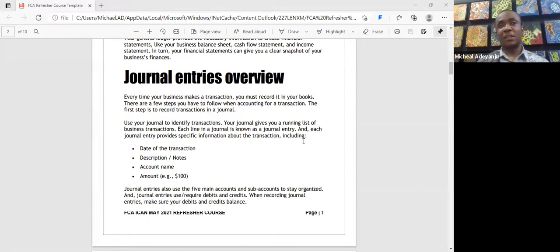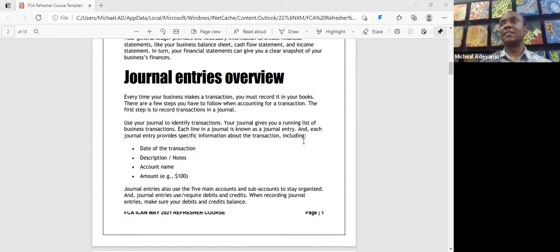So there are a few steps you have to follow when accounting for a transaction. The first step is to record the transaction in a journal. Use your journal to identify transactions. Your journal gives you the running list of business transactions. Each line in a journal is known as a journal entry.